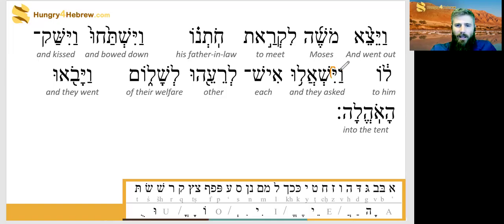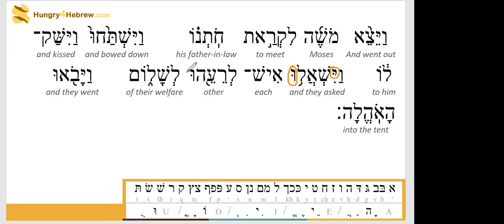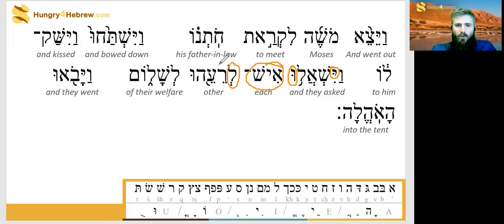Vayishalu. And they asked or sought. Ish le're'ehu, a man to his fellow. Each man to his fellow or to each other, lishalom, with the intention of peace or towards their peace. The word there isn't built in, but you can see the translator supplied it. Vayavo'u, and then they went. Ha'ohela. Now, is this a directional hey?